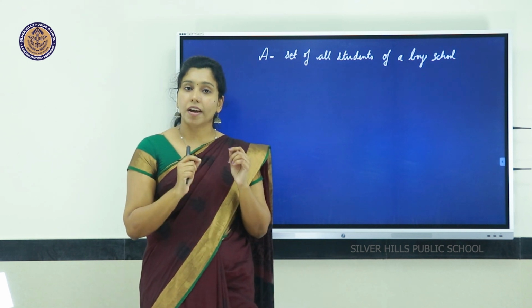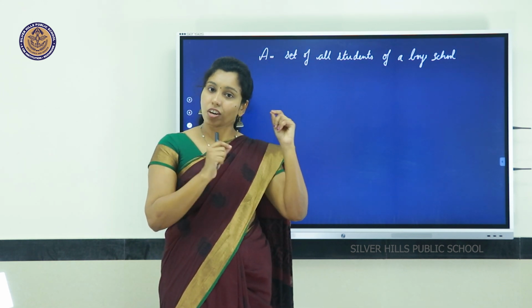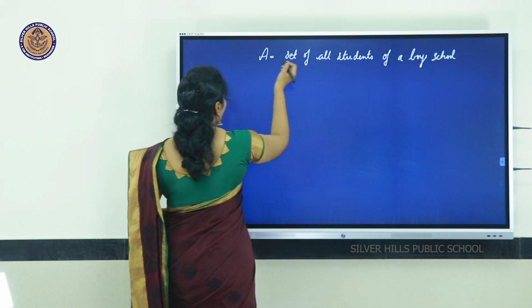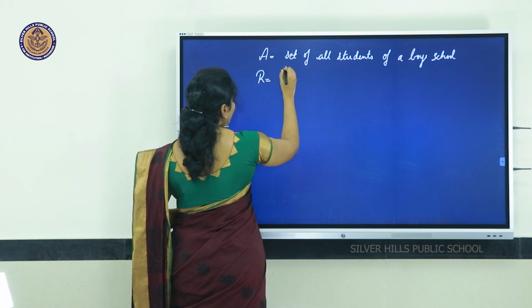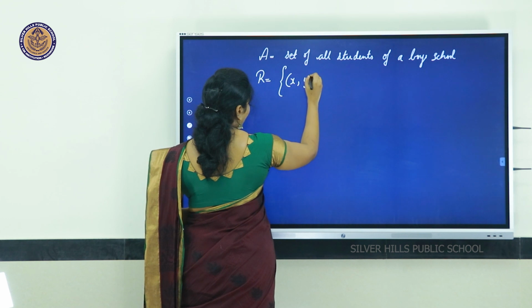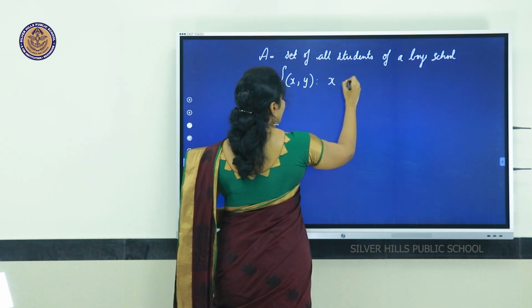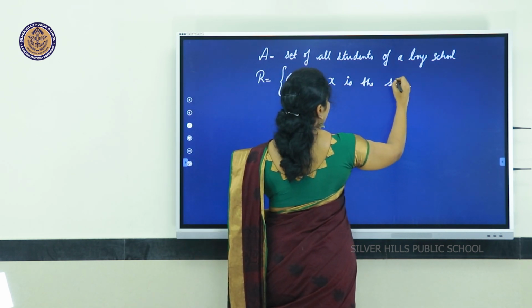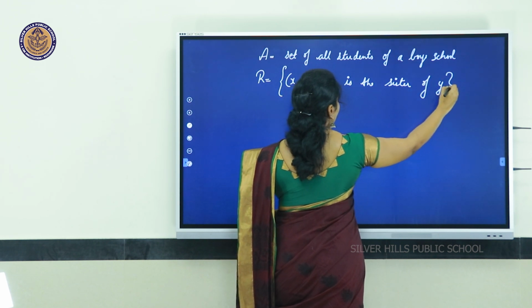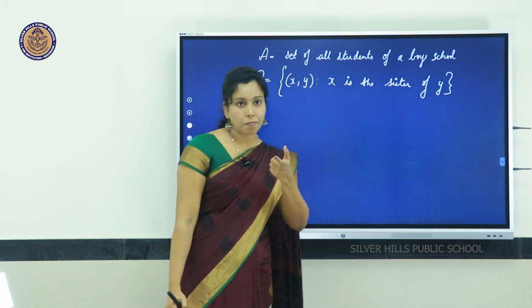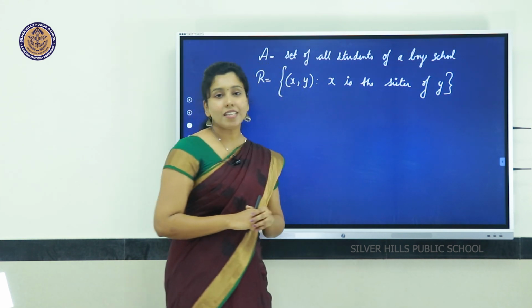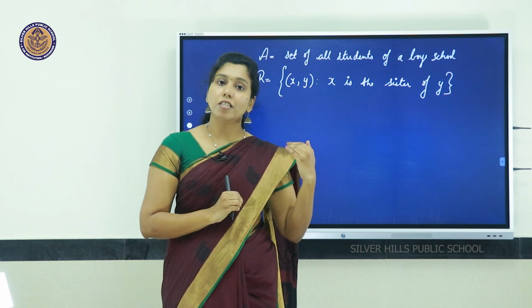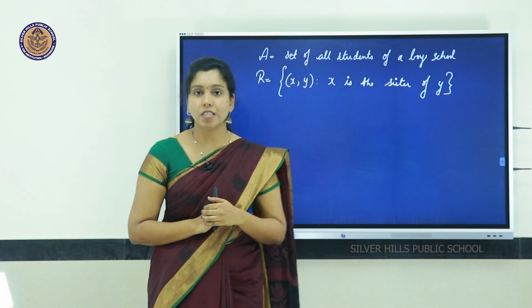And I am going to define a relation on this set. On this set means the members are all students from a boys' school. So my relation R is equal to the set of all ordered pairs (X, Y) such that X is the sister of Y. What is my relation? I need those pairs satisfying this relation. What is the relation? X is the sister of Y. So if I include a pair, the first member should be the sister of the second member.